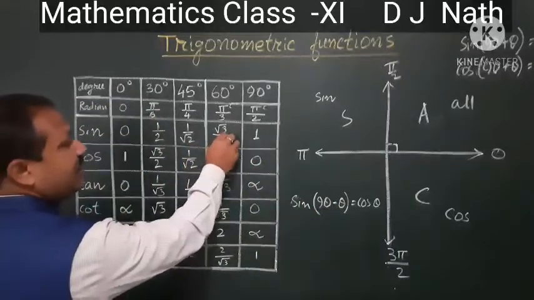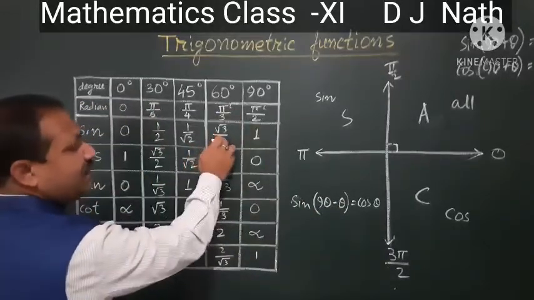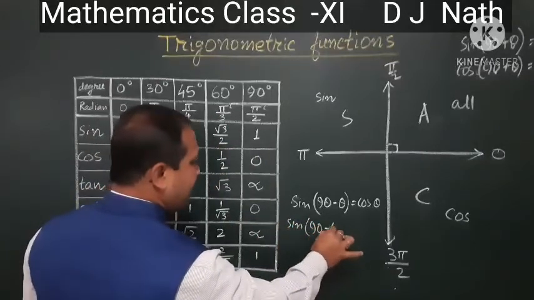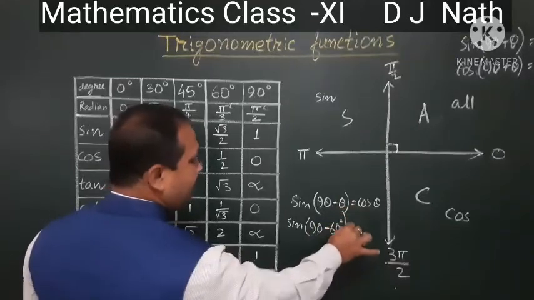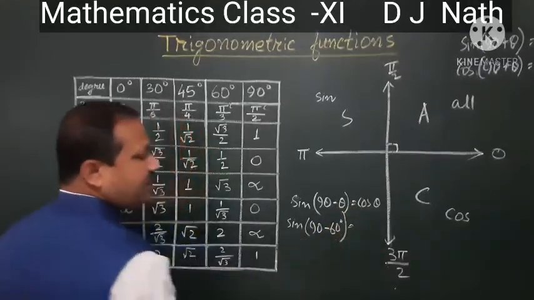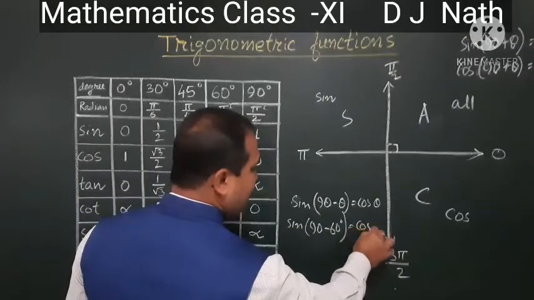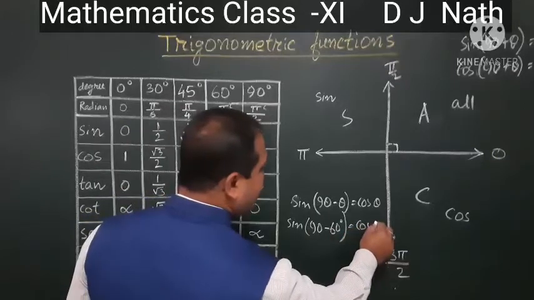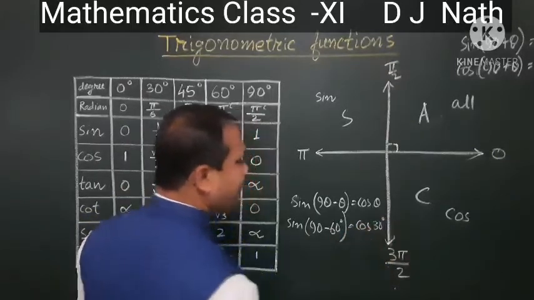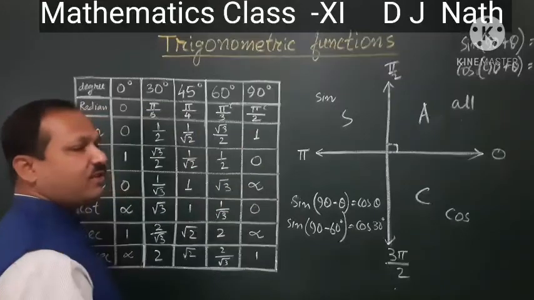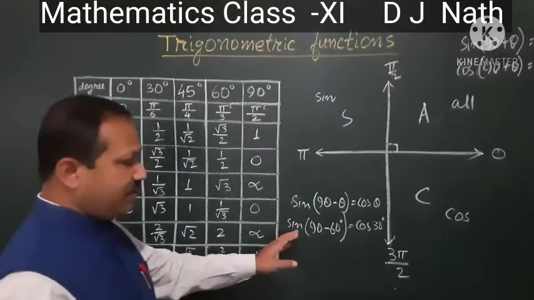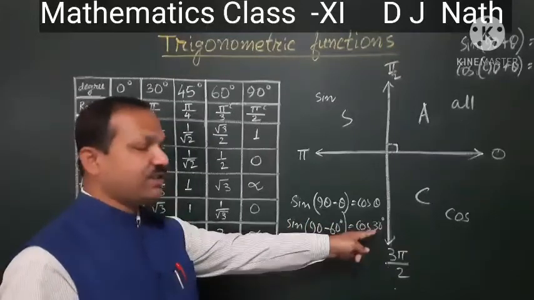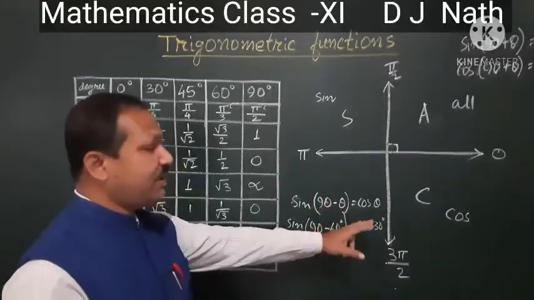If we take this example, sin 90 minus 60. Theta is 60 degrees. Then it will be cos theta, cos of 30 degrees. 90 minus 60 is how much? Cos 30 degrees. Look at that, 90 minus 60 is 30 only. So here it becomes cos 30. When 90 is used, it changes into cos.